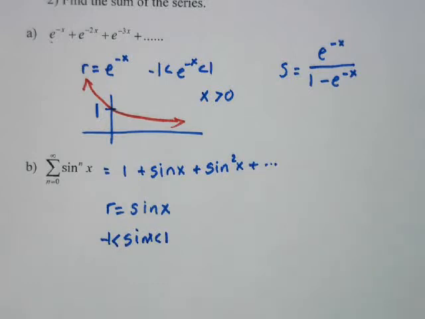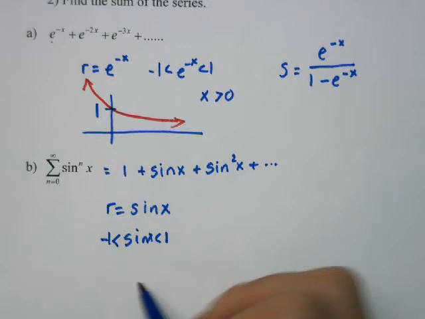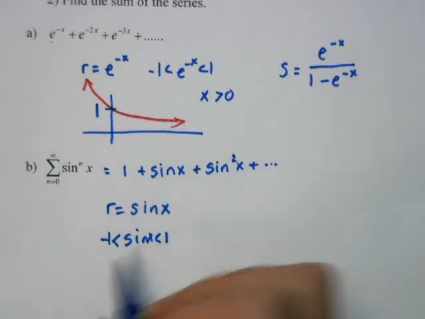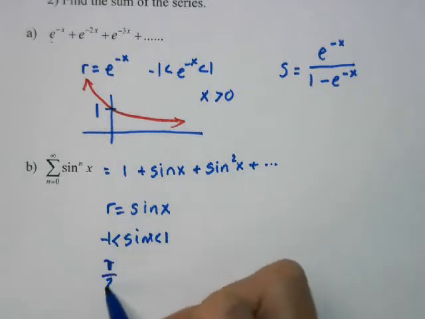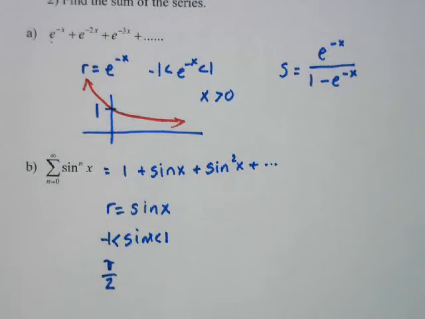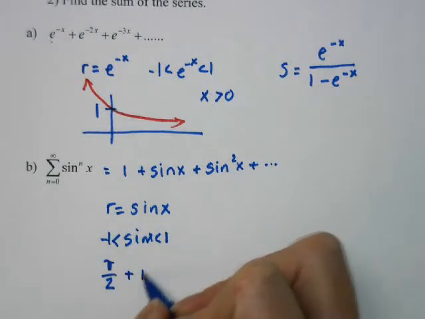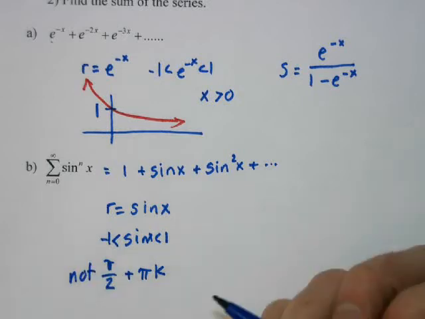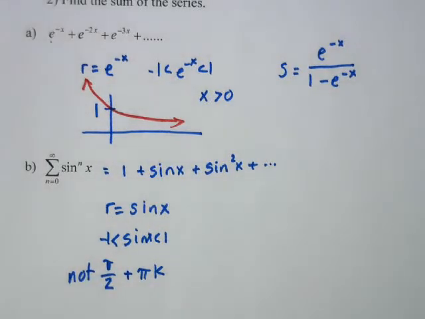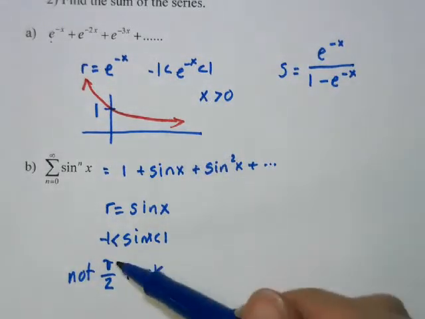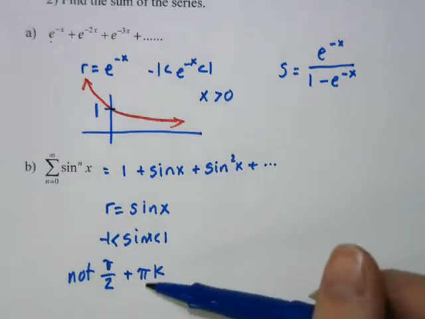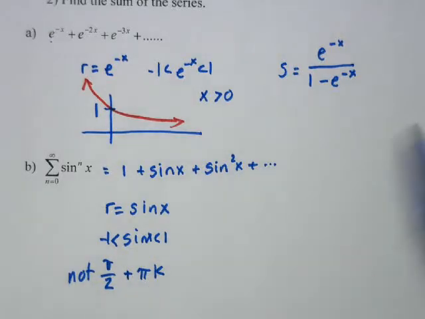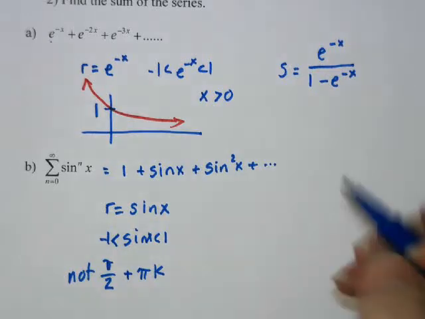Well, sine of x is almost always between -1 and 1, except for when it is 1 and -1. So it's going to be 1 at pi over 2. It's going to be -1 at 3 pi over 2, which is pi away. So this is all real values except for pi over 2 and any multiple of pi of that. So pi over 2, 3 pi over 2, 5 pi over 2, and so on.